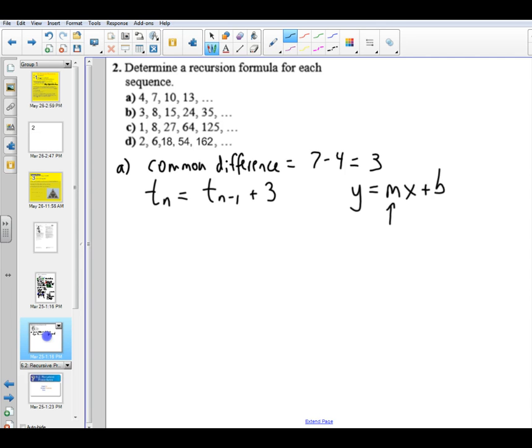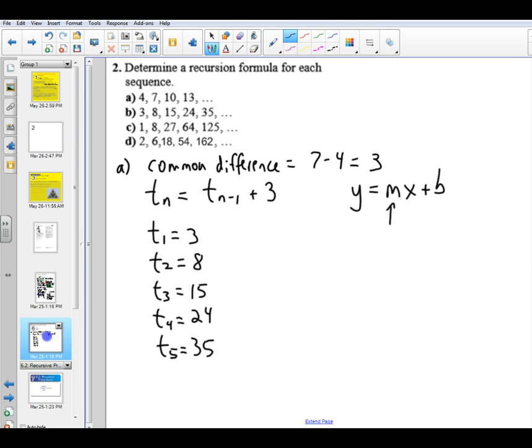Let's look at the sequence in part B. I'm just going to stop here and give you a chance to try to work out. I'll get you started. Term 1 is 3. Term 2 is 8. Term 3 is 15. Term 4 is 24. Term 5 is 35. So what we're really trying to figure out is how can we get 8 from 3, 15 from 8, 24 from 15.